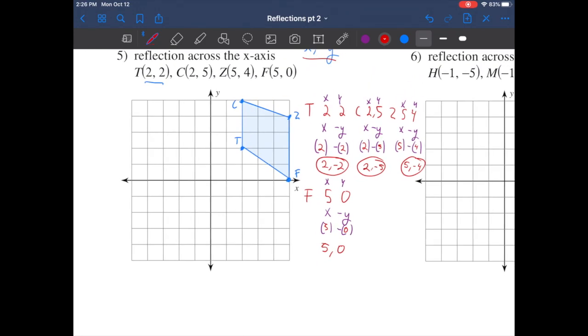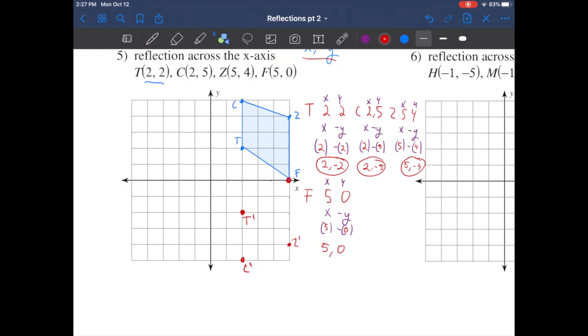So 2 and negative 2, which will put that right there. That is letter T prime. We have 2 and negative 5, which would be right there. That's our C prime. We have Z, which is 5 and negative 4. 1, 2, 3, 4, 5. 1, 2, 3, 4. That is our Z prime. And then we have F prime, which would be 5 and 0, which stays right there.